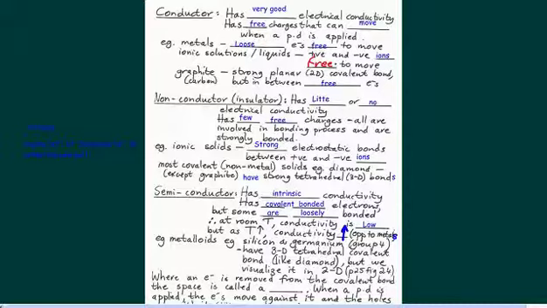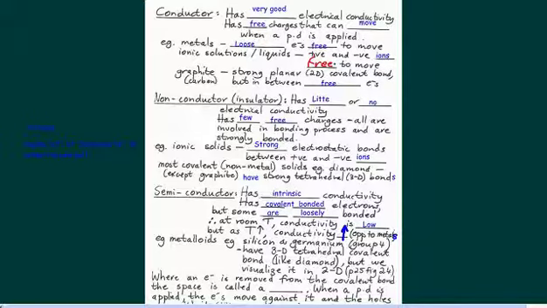A non-conductor or an insulator has little or no electrical conductivity. There are few free charges. For example, ionic solids. Electrostatic bonds between positive and negative ions are very strong. Most covalent materials, such as diamond, have strong tetrahedral bonds.